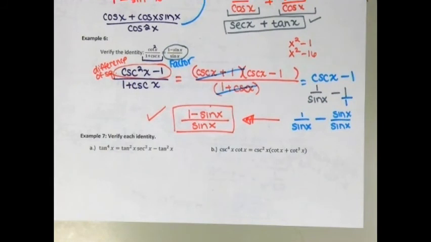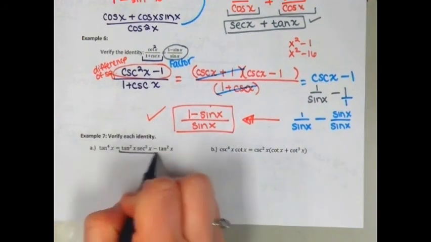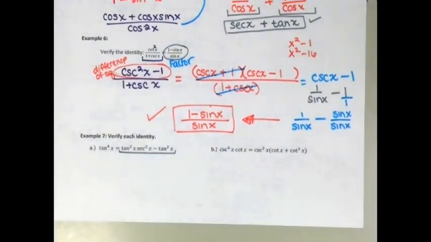All right, last examples here. Tangent to the 4th power x equals tangent squared x secant squared x minus tangent squared x. Phew, that's a lot. Which one looks more complicated? The right side, yeah. What do you guys notice about that side? What's one thing that just stands out automatically? I see tangent squared in both of those, right? So could I factor out, could we factor out a tangent squared as a GCF?